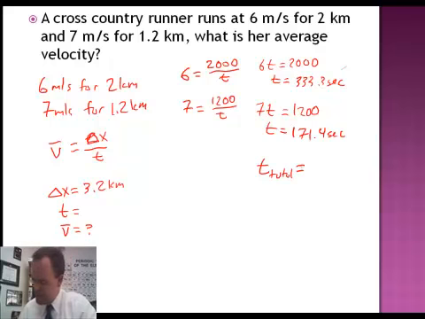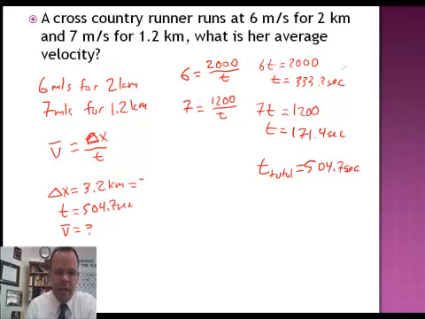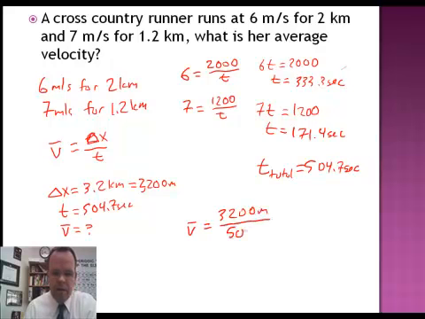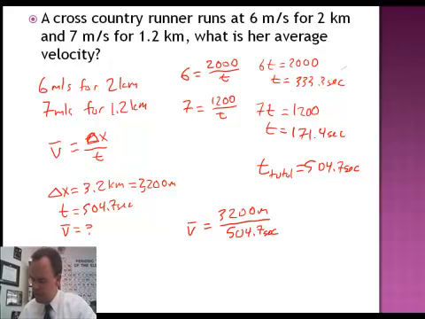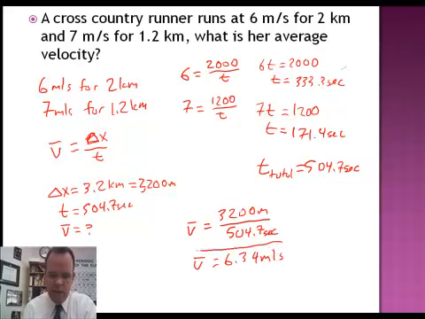Total time that this person is running, 504.7 seconds. We need this in meters. So to solve the problem, the average velocity will be 3,200 meters divided by the total time it took to run that 3,200 meters, 504 seconds. You get 6.34 meters per second.